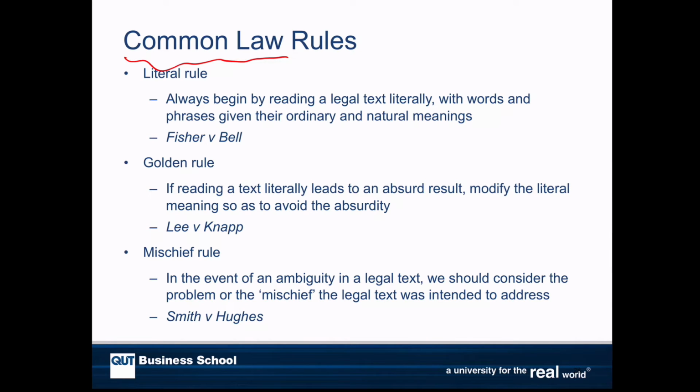Now, sometimes if you read a piece of legislation literally, you can end up with an absurd result. What happened in these cases is judges would modify the literal meaning to avoid the absurdity. That's called the golden rule. A good example of the golden rule is the case of Lee and Knapp. In Lee and Knapp, part of the Road Traffic Act in the UK said that if in any case owing to the presence of a motor vehicle on the road an accident occurs whereby damage is caused to a vehicle other than that motor vehicle, so if you have an accident and it damages the other car, the driver of the motor car shall stop.